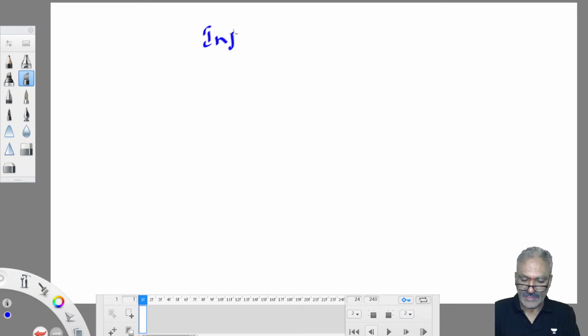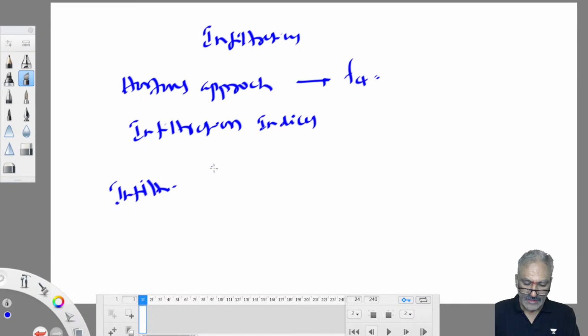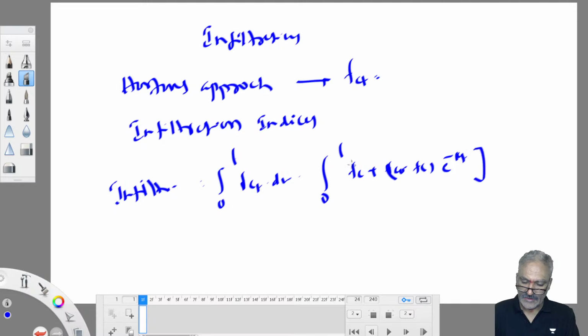Infiltration we can work out by two methods. One is Horton's approach. The second one is infiltration indices. So using that, we can find out rate of infiltration as well as total infiltration. Horton approach, that equation you have to remember. F(t) is equal to this infiltration you can find out by integrating the equation, integral 0 to t of f(t) dt. That f(t) equation, if you integrate fc plus (fo minus fc) into e power minus kt into dt, then you'll get total infiltration in time t.